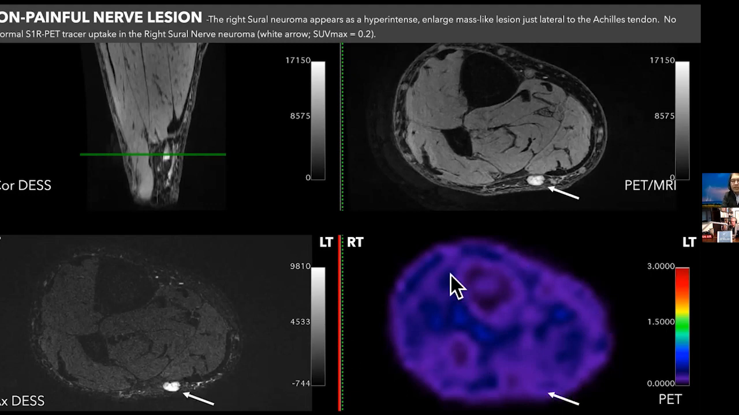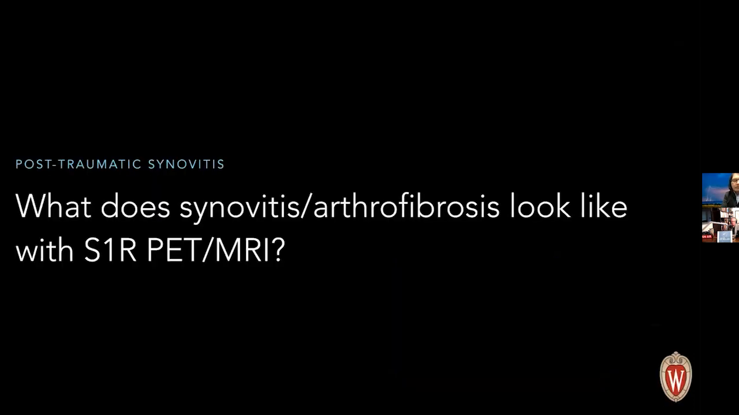And on the PET scan, lo and behold, at the same location, we just don't have any uptake of that tracer. So this is a non-painful neuroma of the sural nerve. And this is the fused image. I mean, there's so little PET uptake, we just don't see anything. We just essentially see the neuroma. Moving on to some cases.